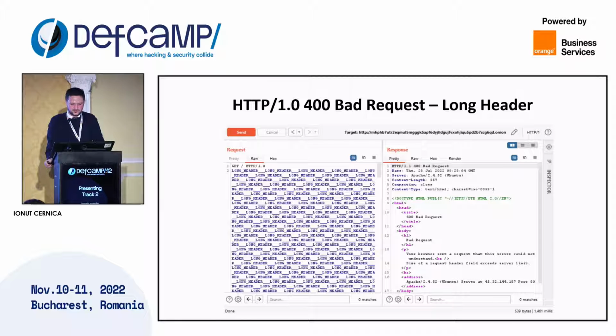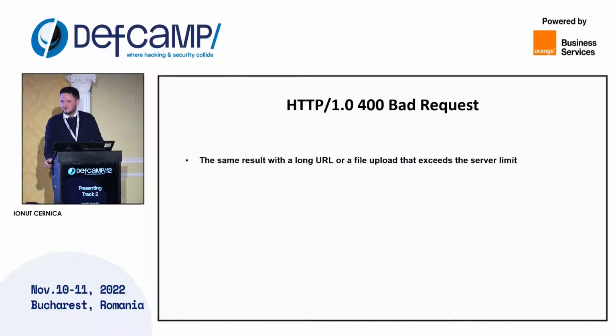If we try to insert a long header and trigger a bad request, as well we can find the IP in the response. The same result with a long URL, as I saw in my access log. And if you upload a big file, maybe the file size will be big enough to trigger the bad request because of the server limit.